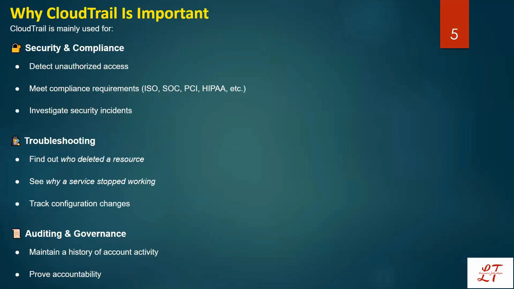So why is CloudTrail so important? Because it is mainly used for security and compliance: for detecting unauthorized access, to meet compliance requirements, and to investigate security incidents. It is also used for troubleshooting, to find out who deleted resources, to see why a service stopped working, or to track configuration changes. And it is also used for auditing and governance, mainly to maintain a history of account activity or to prove accountability.